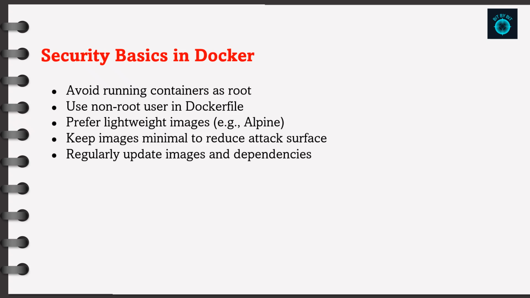Second, prefer lightweight base images, such as Alpine Linux. Alpine images are smaller, with fewer packages, which reduces the potential attack surface. Finally, keep your images minimal and regularly update both the base image and dependencies. This ensures you have the latest security patches and reduces vulnerabilities. By following these simple rules, you make your Docker containers safer for production use.